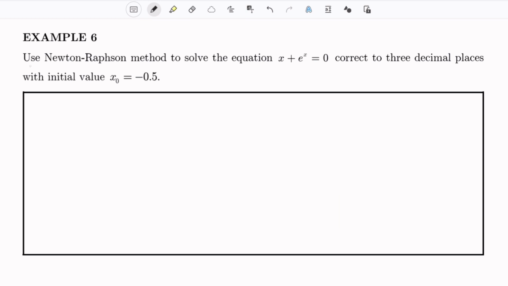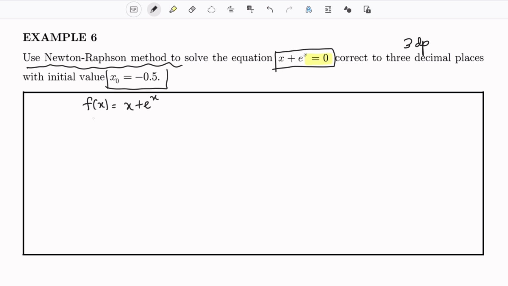Example 6. Use Newton-Raphson method to solve the equation x plus e^x equal to 0, correct to 3 decimal places. Initial value x0 equal to negative 0.5. If you look at the equation, you can see the right side is equal to 0 already. So write down your f(x). f(x) equal to x plus e^x. f prime of x will be 1 plus e^x.